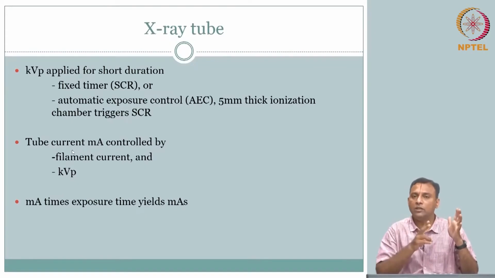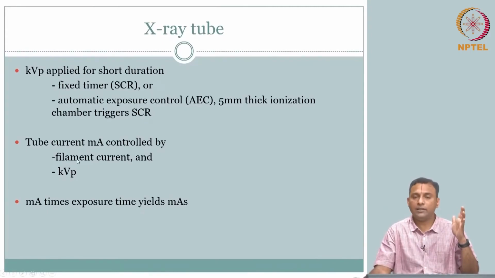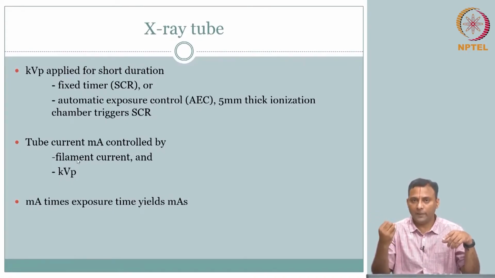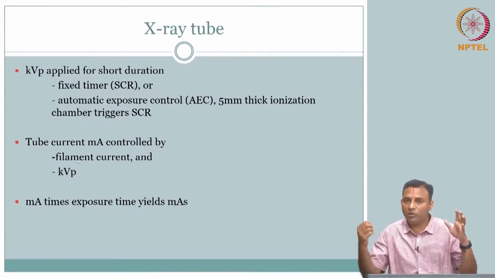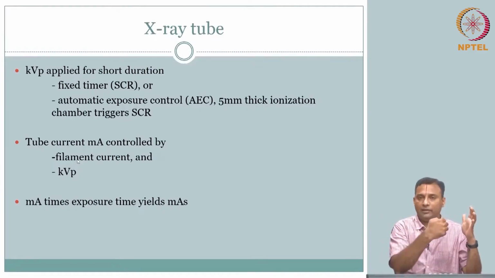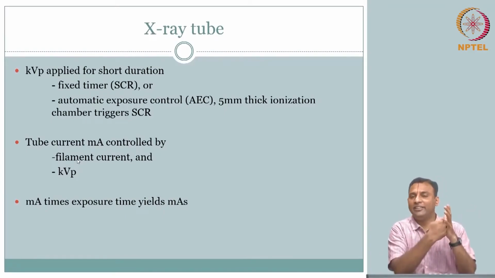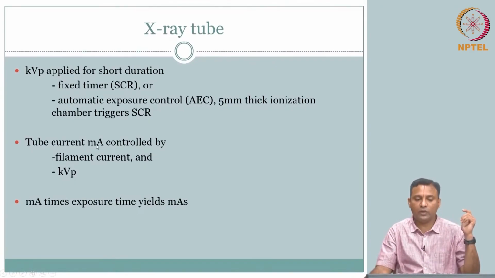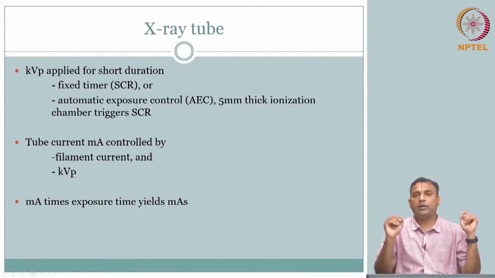How is this controlled? There are two aspects. One is the filament current. Why? Because the filament current creates the electrons that are ready, during priming. So, these are the number of free electrons available to accelerate and share their kinetic energy with the anode to create X-rays. Tube current can be controlled by playing with the filament current, because that creates the electrons available, and then of course your peak kilovoltage.